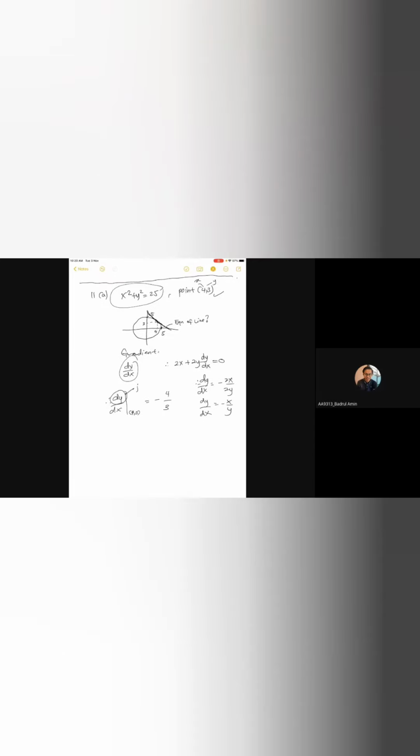Okay, so dy/dx at point (4, 3) we will have negative 4/3. Okay, so atas ni y kan, y is associated with j and x is associated with i vector. Maksudnya kalau you ada x, y, ini adalah vektor x, vektor i. Vektor i dia mesti selari dengan paksi x dan ini adalah vektor j. Dia mesti selari dengan paksi y. So kalau dy perbezaan pada y kita tengok pada j dan dx kita tengok pada i. So maksudnya atas ni adalah untuk j, bawah ni adalah untuk i.